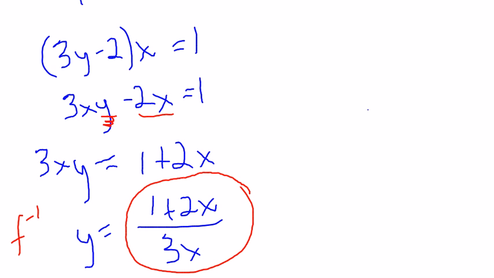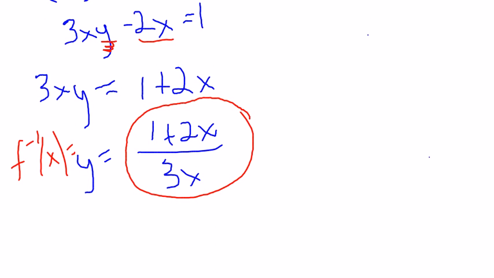F inverse of x equal to. If you decided you wanted to divide in, you could go ahead and it would be 1 over 3x plus 2/3. That's the first term over 3x plus the second term over 3x. This is probably the more simple one to do and to understand.